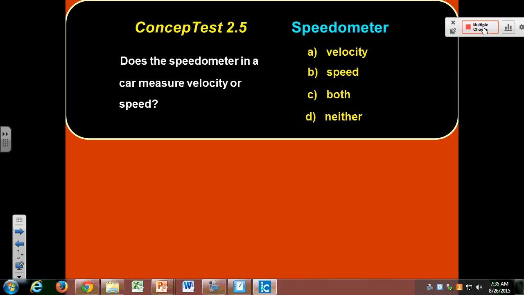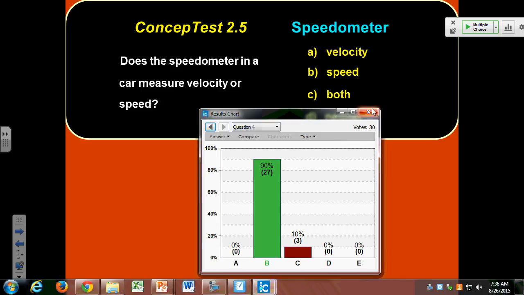And does the speedometer measure velocity or speed? I'll stop at 20 seconds, 20 seconds. B is the right answer.